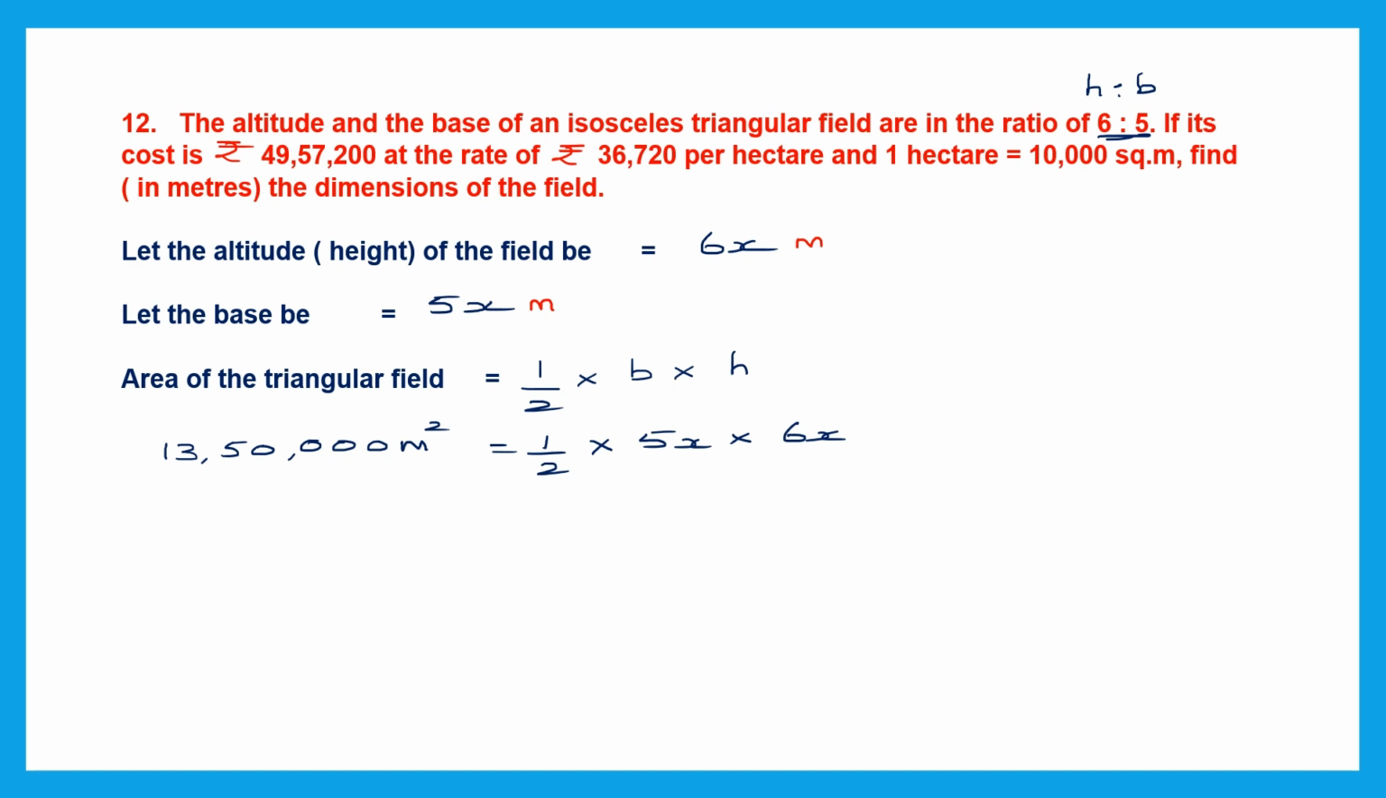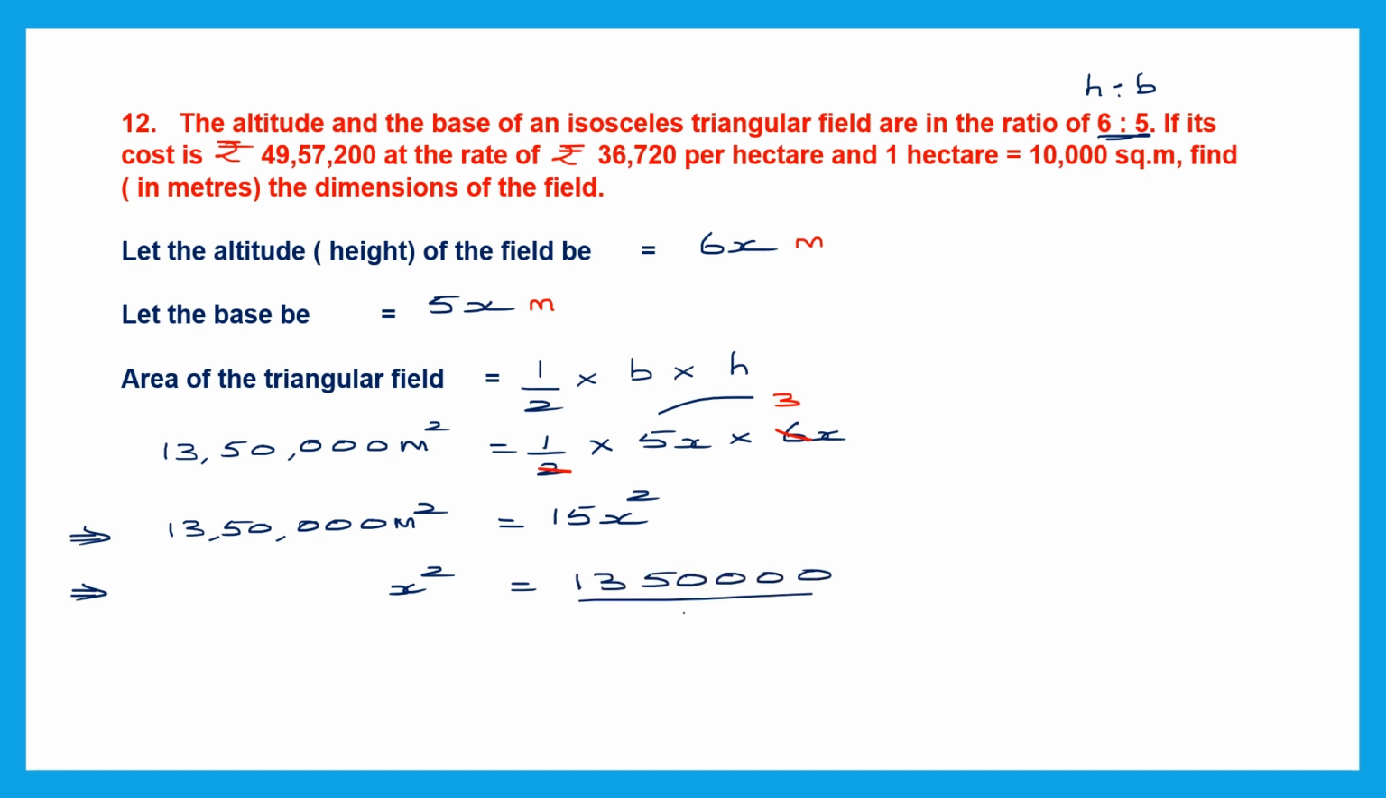Okay, now let's cancel what we can. We can cancel 2 and 6. 2 3s are 6. So here what do we have left now? 13,50,000 meters square is equal to, now 5 into 3 is 15, x into x is x square. So 15x square. So now we're going to find the value of only x square. So x square will be equal to 13,50,000 divided by 15.